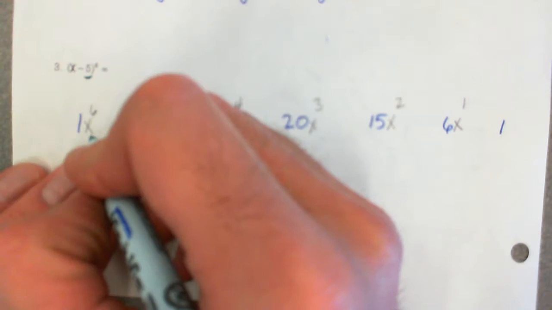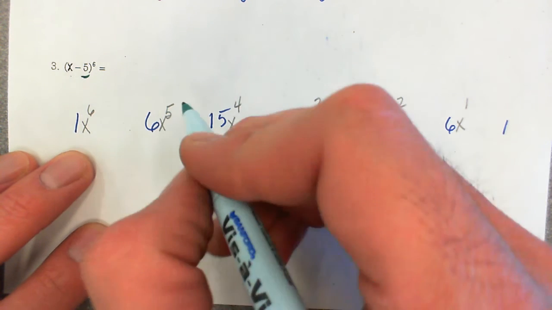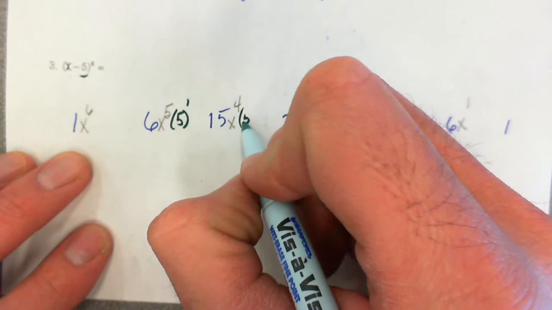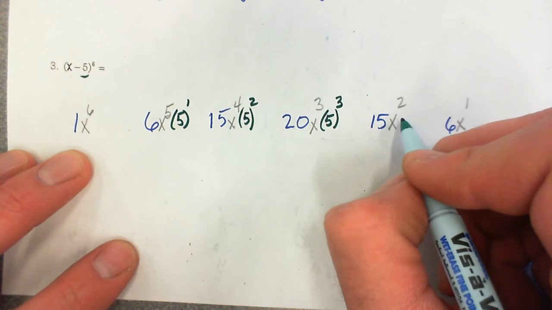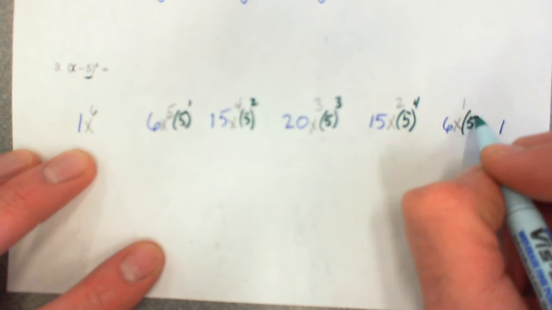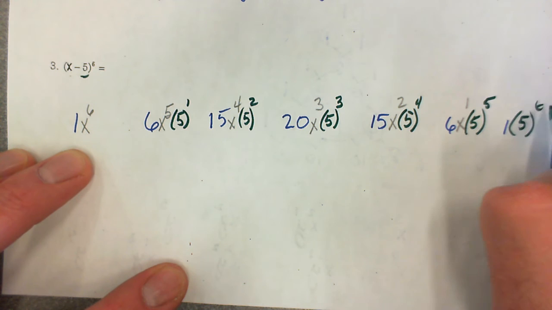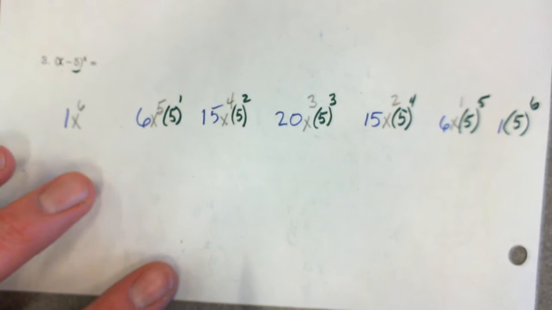So here, for this term, remember there would have been no y, so there's no 5. Here, this is going to be 5 to the 1st. This is going to be 5 to the 2nd. It's going to be 5 to the 3rd. It's going to be 5 to the 4th. It's going to be 5 to the 5th. And we're going to end with 5 to the 6th power. Remember, you always end at the power.